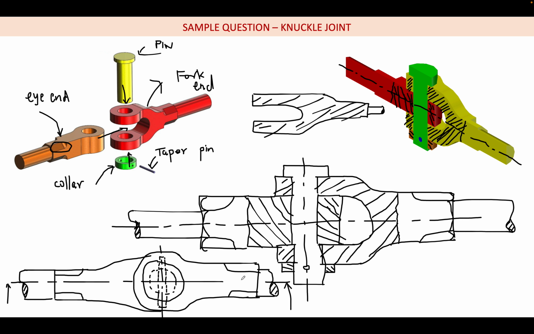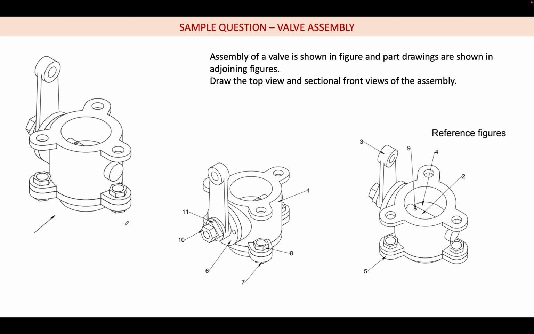So we are going to see the front portion. When we are sectioning like this, whatever is visible to us, that we are going to section. So this is for the knuckle joint. Similarly, one more example I show here. We can quickly go through this.